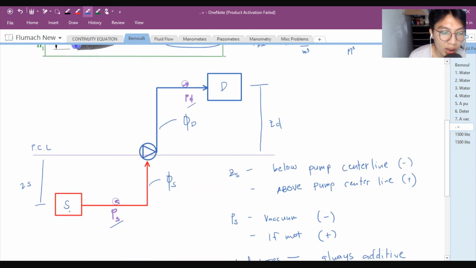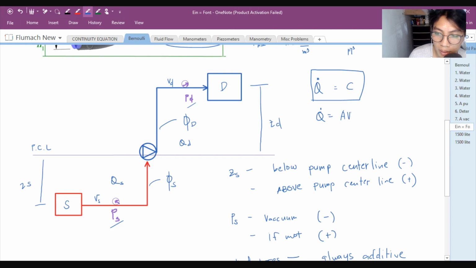Take note that at your suction, you have a velocity of the flow, and at discharge, you have a velocity of flow. Recall, the flow within the system, the flow at the suction, and the flow at the discharge will always be constant. That flow is equal to the area of the flow multiplied by the velocity, where the area of the flow, circular naman parati ang ating pipe, is pi over 4 d squared.